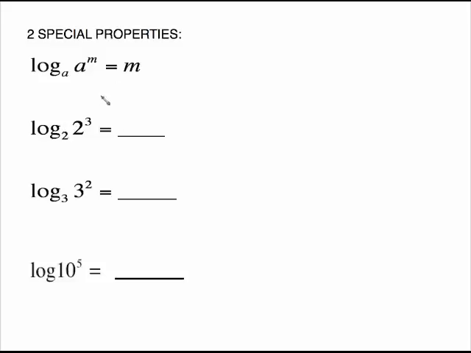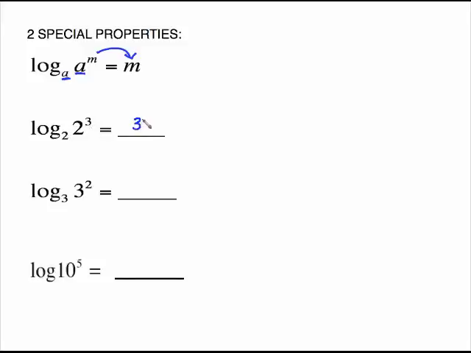There are a couple special properties that we can use to evaluate expressions. Log base a of a to the m just equals m. As long as this base and this base are the same, then your answer is automatically whatever that exponent is right there. So log base 2 of 2 to the third is just 3.